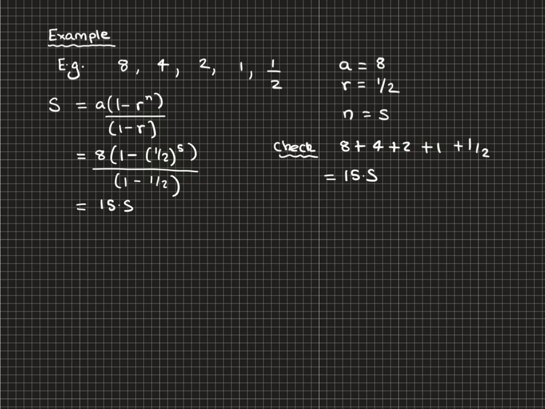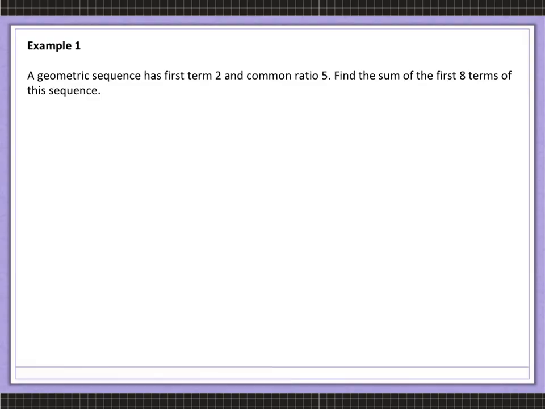So there's a small verification that this works, even though we have actually proven it with our derivation of the previous slide. So we're now going to look at a few very simple examples involving this formula. Let's read through the first one. So a geometric sequence has a first term equal to 2, and a common ratio of 5. Find the sum of the first 8 terms of this sequence.